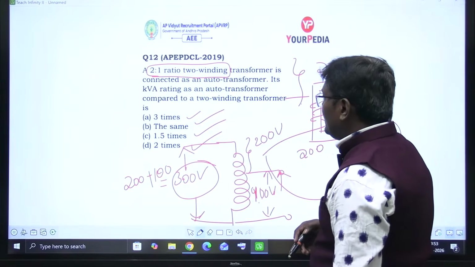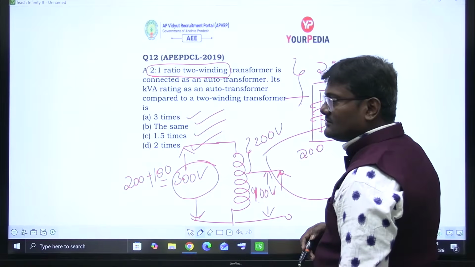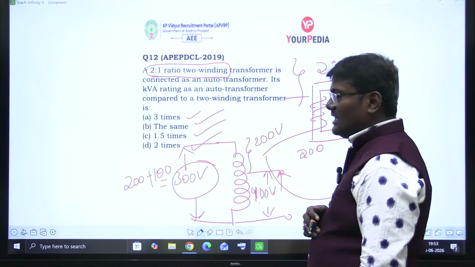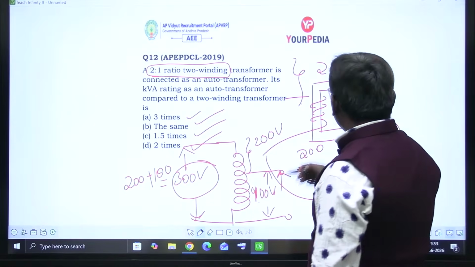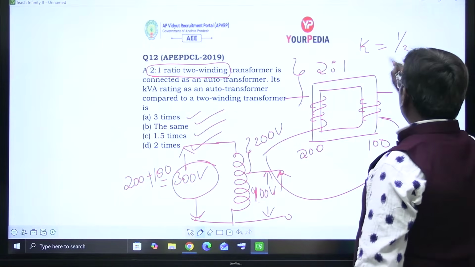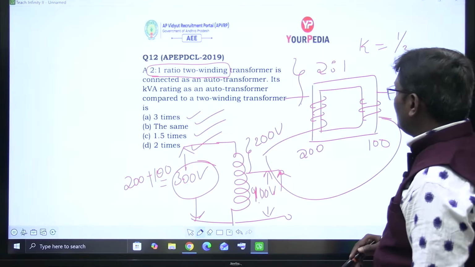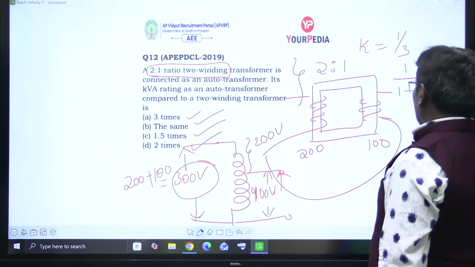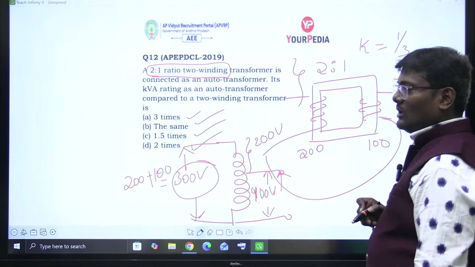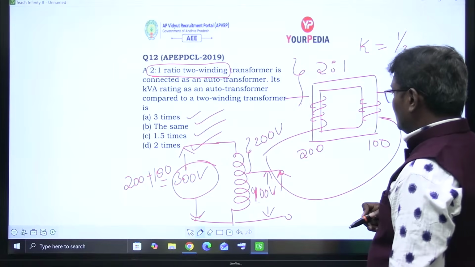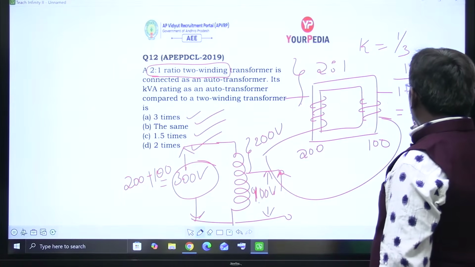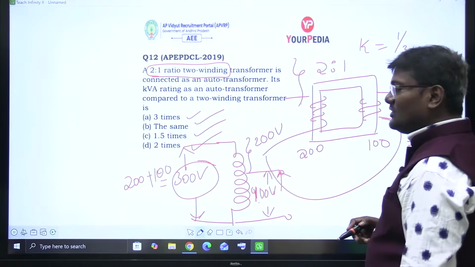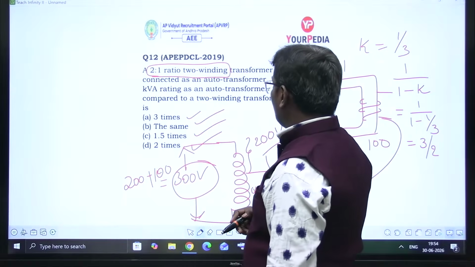So it's a kVA rating. What has happened? kVA rating here it is 300, but here it is only 100. So K is equal to 1 by 3. So 1 by 1 minus K times is 1 by 1 minus 1 by 3. So that should be equal to 3 by 2. This is one possibility.